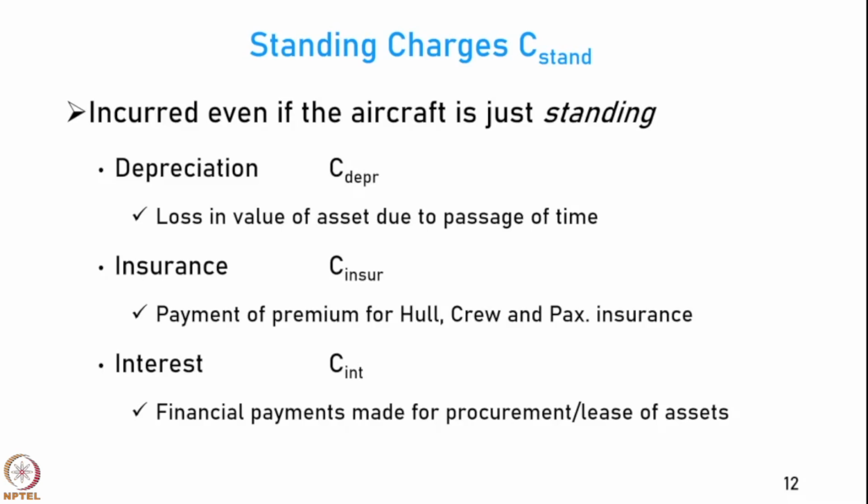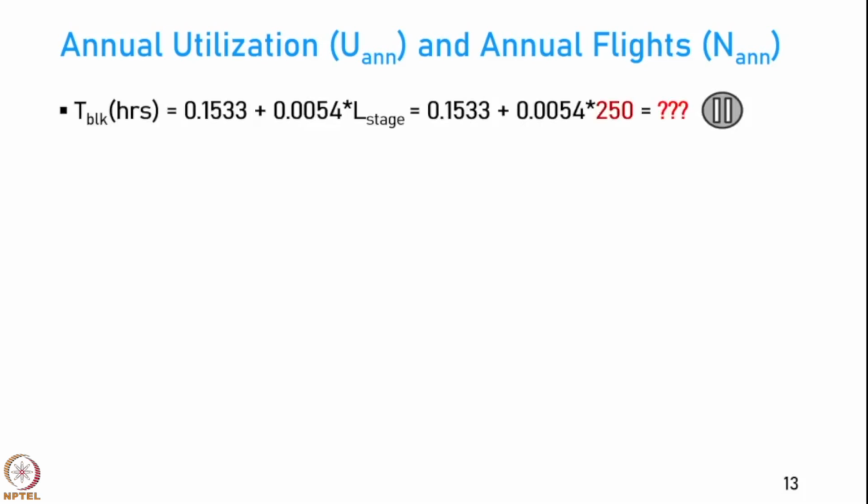Now, there can be various formulae for estimating these numbers. I will show you one by one. But before we are able to decide the depreciation, we need to realize how many hours we are able to fly, that is U annual, and how many flights we are able to do on this particular route of 250 nautical miles if we use the aircraft only for this particular route.